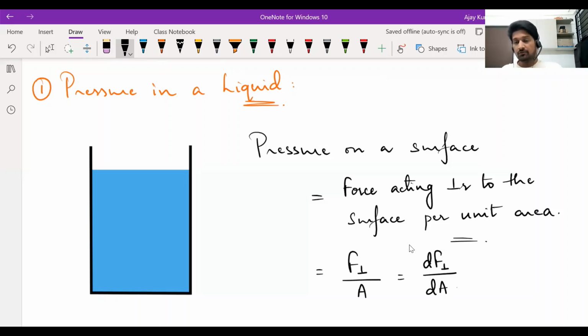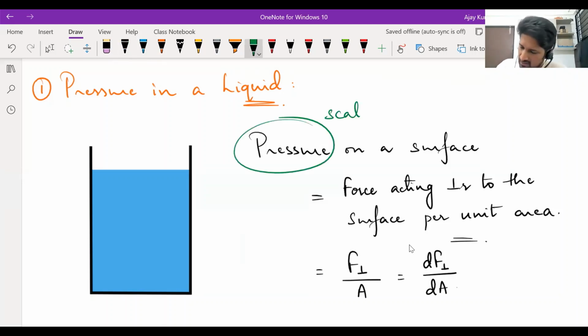Okay. Now, force is a vector quantity. It comes with a direction. But pressure, by definition, is a scalar. So when we write perpendicular force over area, don't include its direction. Force has direction. Pressure does not have direction. Okay. By definition, pressure is a scalar quantity.